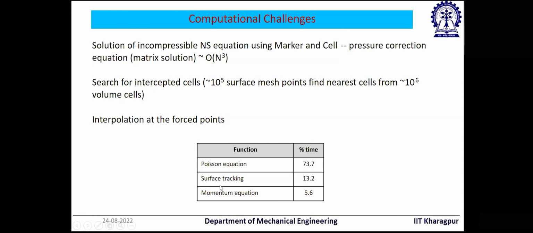We have an in-house Fortran 90 solver. When we did gprof profiling, we saw that the Poisson equation is taking 74% of the time, and surface tracking is taking 13% of the time. For a fixed body, this is a one-time affair, but when the surface is moving, we have to do it in each time iteration. The momentum equation is taking around 6%. So in order to go from a million cells to tens or hundreds of millions of cells, we have to do parallelization.